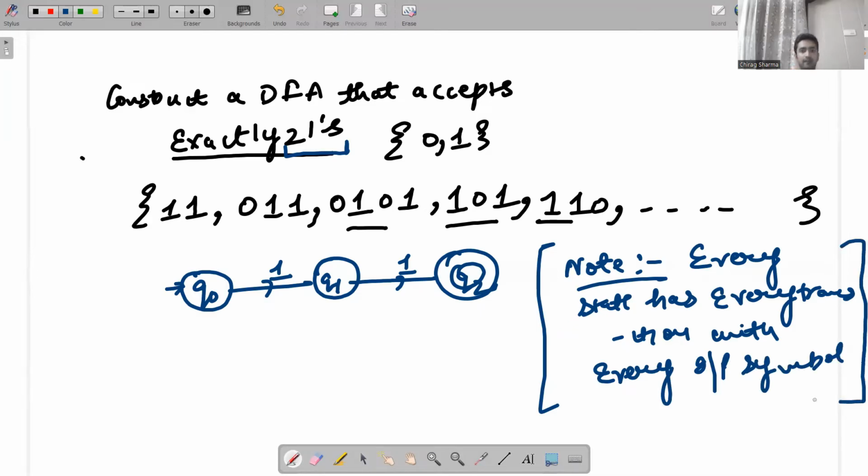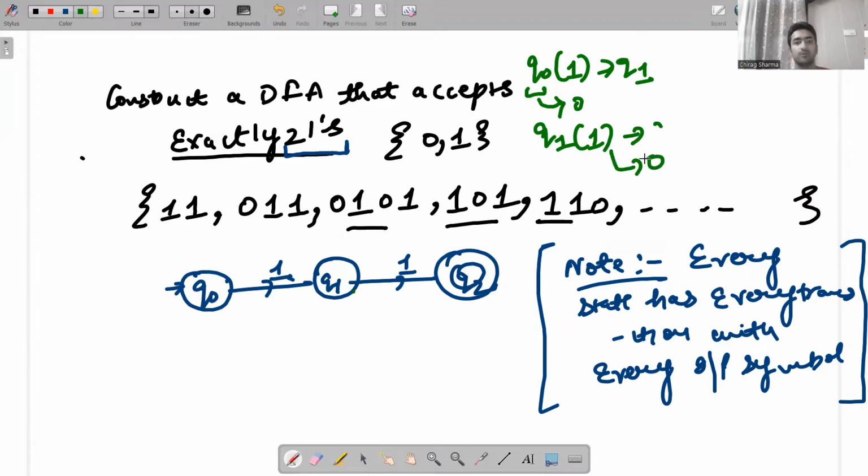It means what I'm saying is that Q0 clearly has a transition with 1, it is going to Q1. But Q0 is not having a transition with 0, so create a transition with 0. Clear? Similarly, Q1 is also having a transition with 1. Create a transition with 0. And what about Q2? Q2 does not have any transition. So Q2 must have transitions with zeros and ones, obviously.